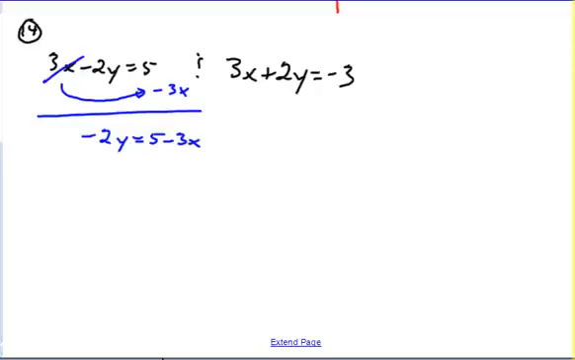With me? I want y by itself. What do I do? Divide everything by negative 2, right? Everything on both sides. So that means I had to put that line under both pieces, because really now I have y equals 5 over 2 minus 3 over 2x.